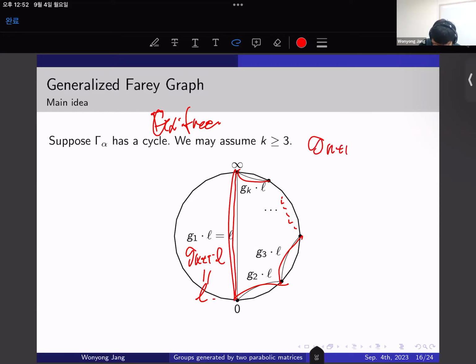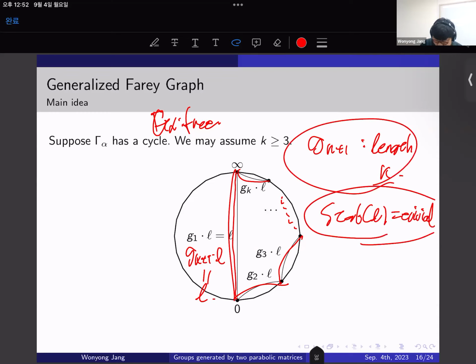proposition, GK plus 1 should have word length k, but one can easily check that in this case, the stabilizer of L is trivial. So by these two facts, we can obtain some nontrivial relation, and it contradicts the assumption that G alpha is a Nielsen free group. So it is a contradiction. So when G alpha is free, then gamma alpha should be a free graph.